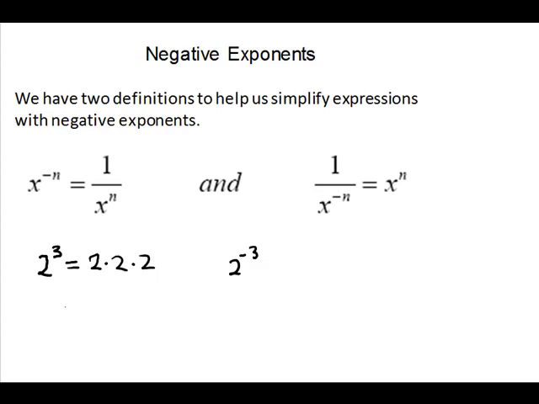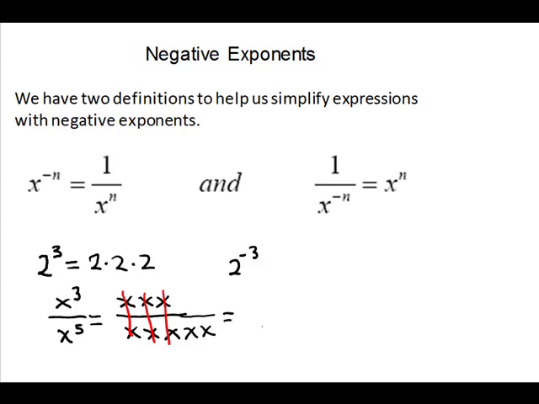Let me show you a little bit of why they make it this particular definition, an example of where it comes from. If we look at a problem, say x to the third over x to the fifth, we can write those out to see the picture of what this means. It means 3 x's on the numerator and 5 x's on the denominator. And once you have products, you're allowed to divide out common factors.